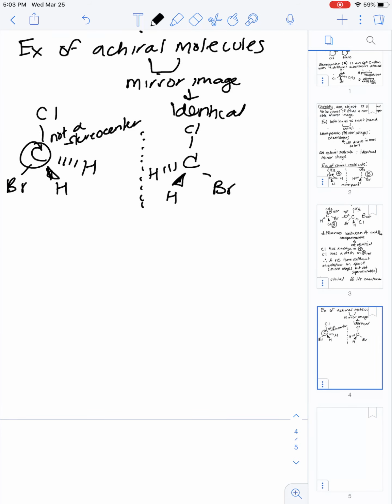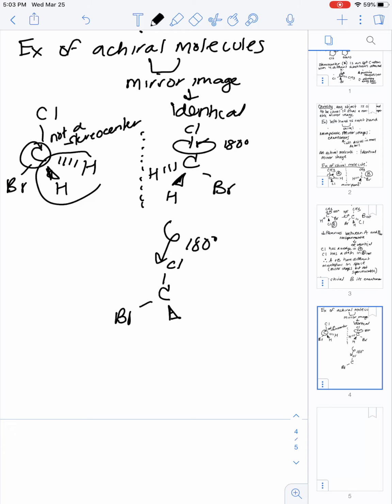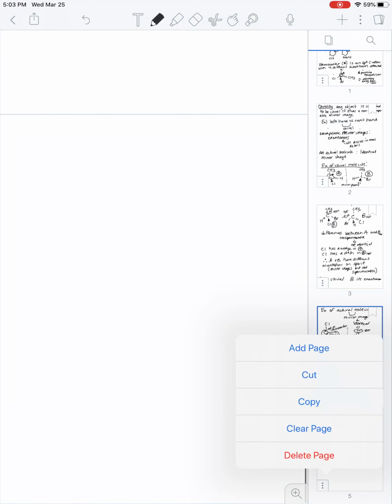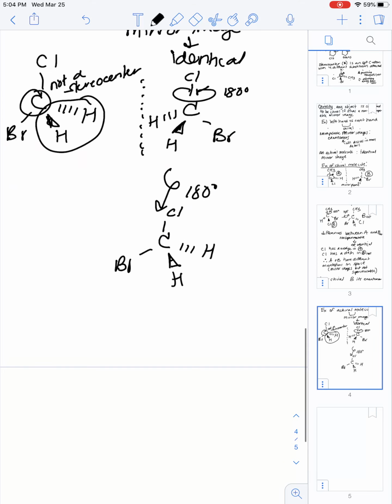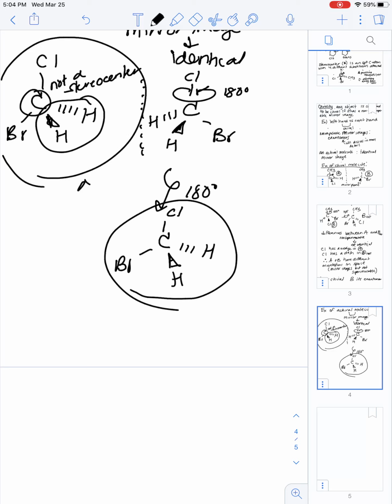Then we can rotate this 180 degrees, right here. The reason that you rotate it is so you can compare. Right here we have both hydrogens as either the wedge and dash. That's the idea behind the rotation. When we rotate this 180 degrees, we can see that this structure here and this structure here are identical.